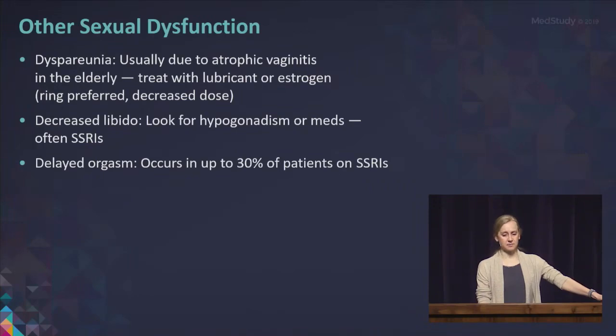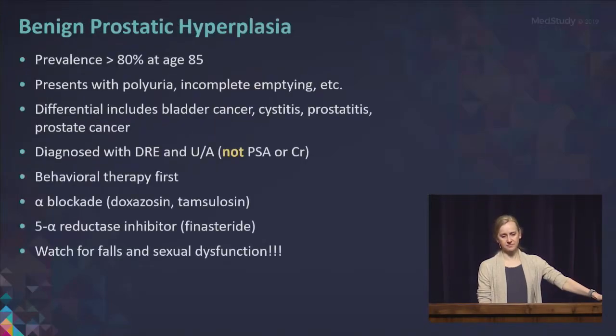And then decreased libido. So this can be related, like we mentioned, to hypogonadism or the meds, right? The SSRIs. And it's very difficult because a depressed patient also has a low libido, and so then when you give them an SSRI, now they have a low libido, right? And so this can be a reason to switch to something different, something like bupropion that doesn't have so many sexual side effects. And the other thing to remember about SSRIs is often the patient will have a normal libido, but a delayed orgasm or anorgasmia. It's been reported in up to 30% of patients on these medicines.